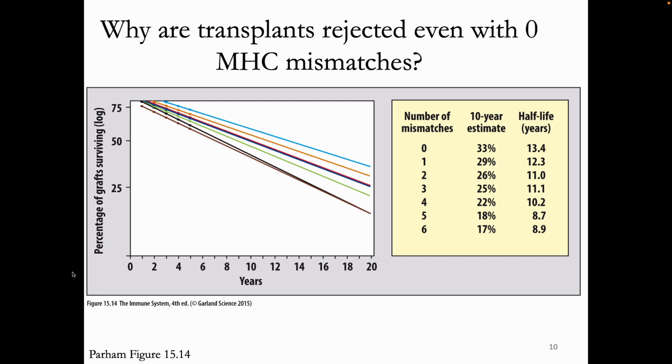This is most likely due to minor histocompatibility mismatches, because you're not going to have a donor and a recipient who are 100% genetically identical. There are going to be some antigens that differ between them. And as a result, dealing with this and trying to give some treatment to our patients is really important, even with perfect matching.